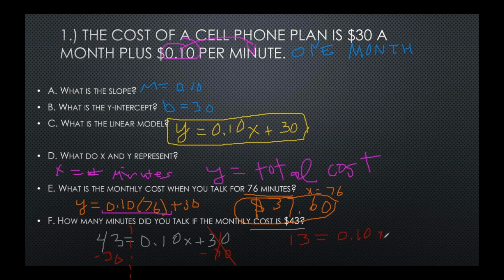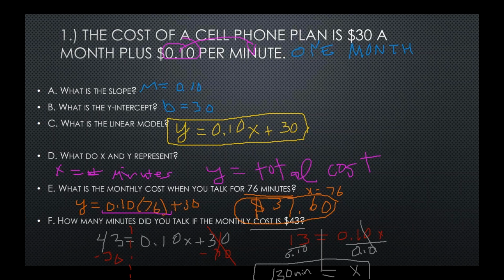And because that 10 cents is touching the x, right, that means multiplication. And so the opposite of multiplication is division. So we divide both sides by 10 cents, and we end up with 130 minutes. Okay. Questions about that?